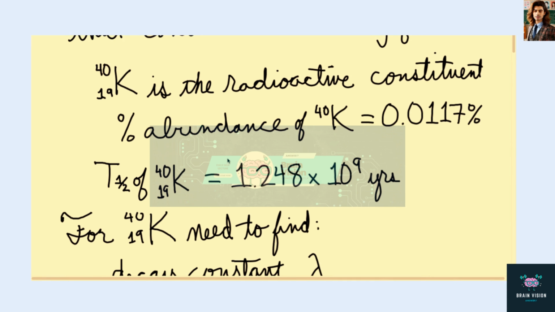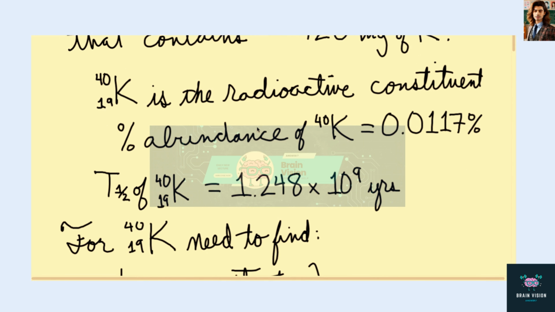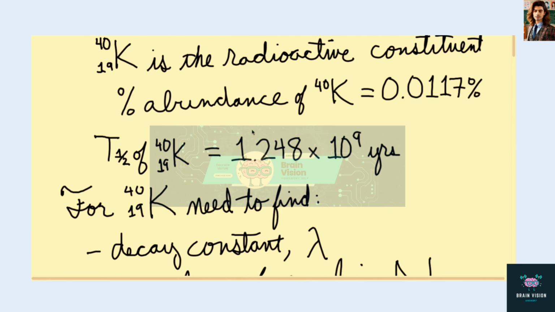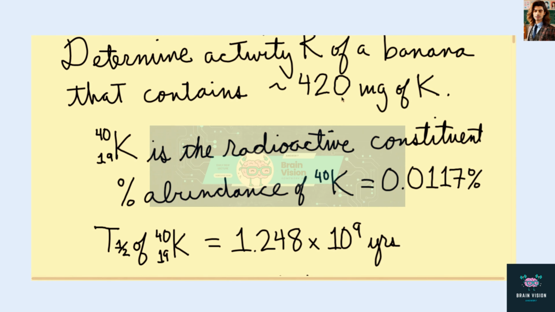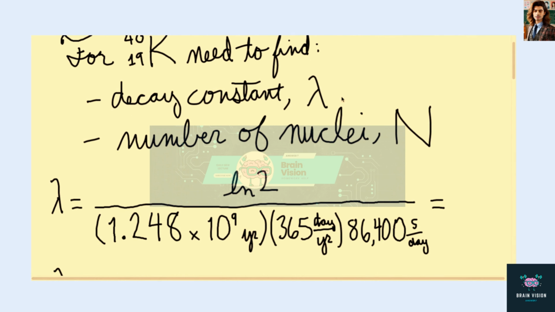So in order to find the radioactivity of the banana, we will need to first find the decay constant given this half-life. We will also need to find the number of nuclei of potassium 40 isotope that's present in 420 milligrams. So in order to find the decay constant, we have a formula in which the natural log of 2 is in the numerator and the half-life in terms of seconds is in the denominator. We're given a half-life in years, so we'll have to convert it before doing the division.